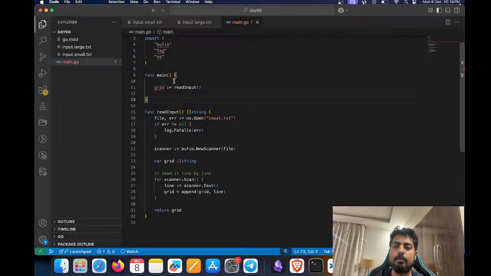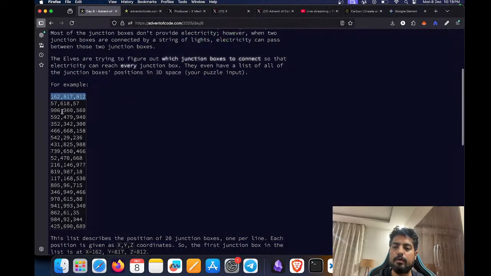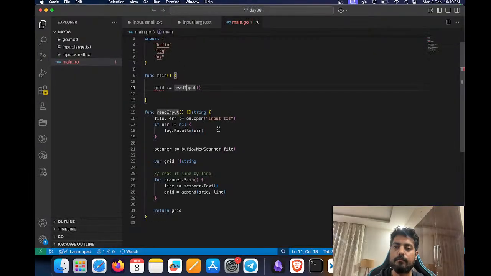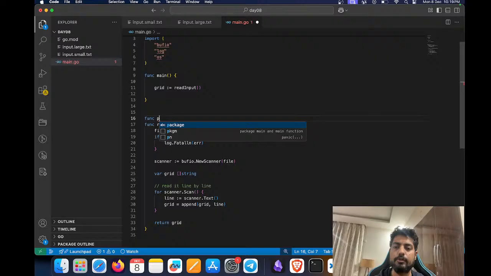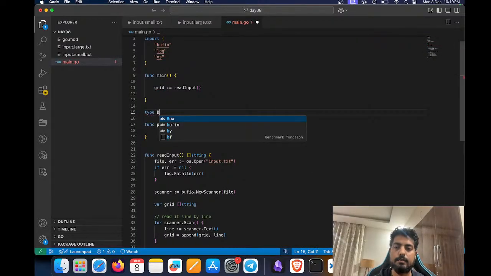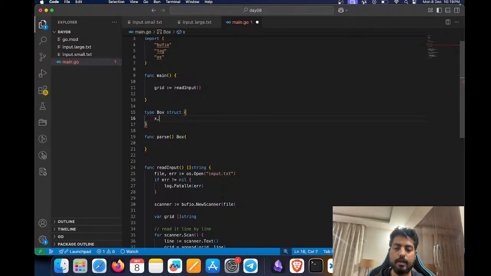So I'll call this a box. Okay, first of all, these are comma separated values which are numbers, and we have a function parse which does the parsing from line to a box. And what is this box exactly? It's a struct which has 3 coordinates x, y, z.